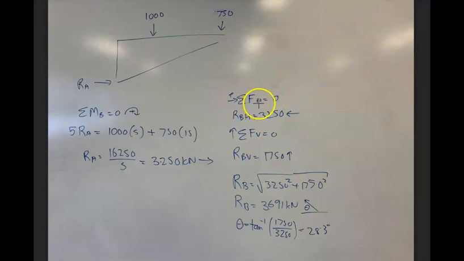Then to find RB, we can say that RBH is going to be equal to RA, and RBV is going to equal these two added together, which is 1750 up. So to find the magnitude of RB, we take the square root of those, using Pythagoras' theorem. And then to find the angle, I've marked my angle as theta here, so I'm putting the vertical over the horizontal, and that gives me an angle of 22.3.